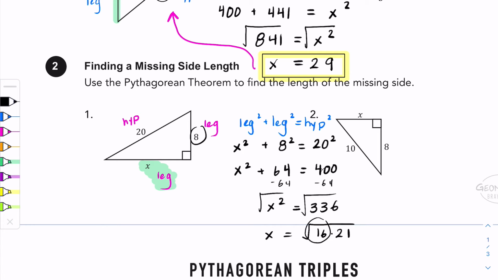And I know that the square root of 16 is 4, so my final simplified answer is 4 times the square root of 21. And this is how I want your answer. If you type that into a calculator and give me a rounded value, I am going to take points off for that. I need your answer in the simplest radical form. That's why we spent last class going over how to simplify.